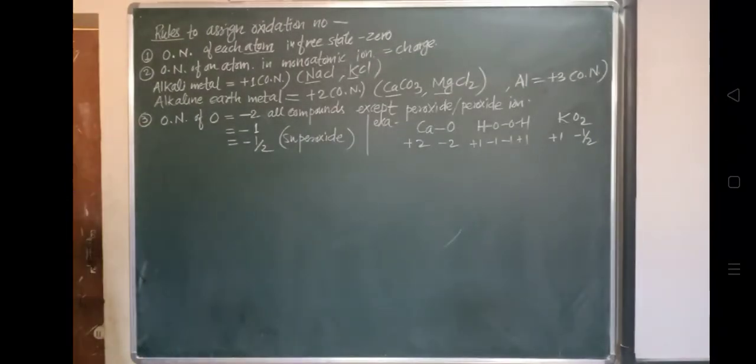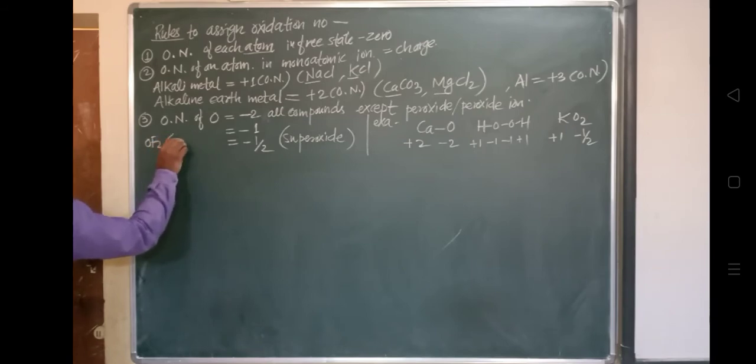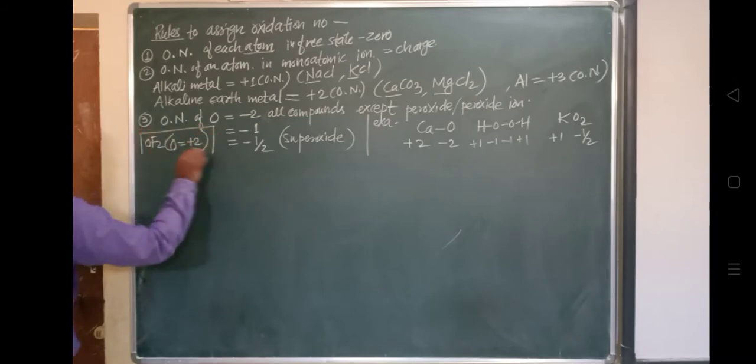In case of OF2, oxidation number of oxygen is +2. तो ये भी कुछ exceptions हैं. Like this OF2. OF2 में जो ऑक्सीजन का ऑक्सीडेशन स्टेट है, that is +2. That is +2 in case of OF2 molecule.